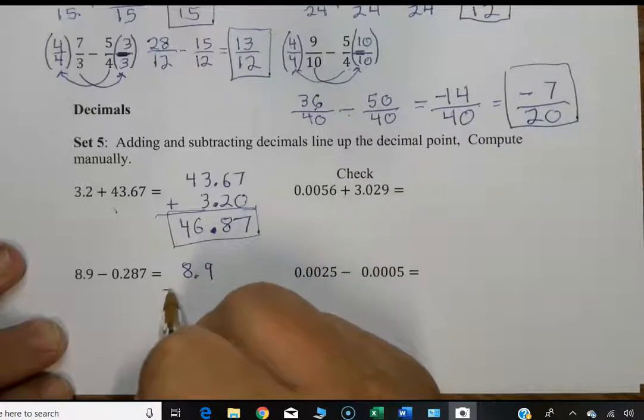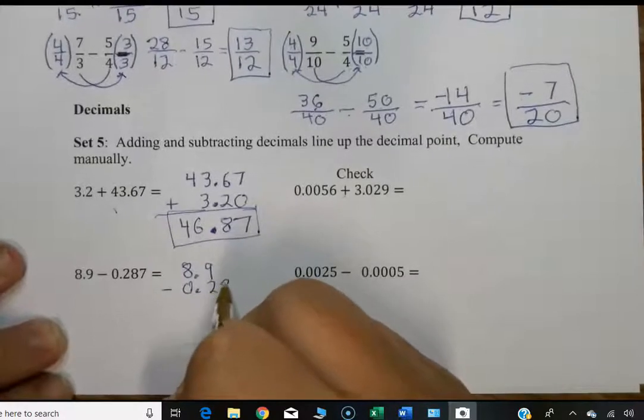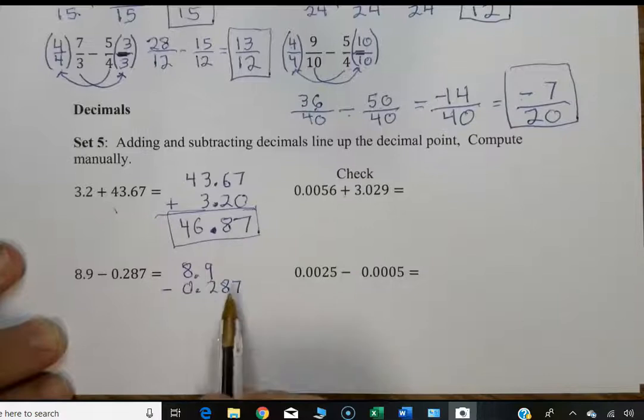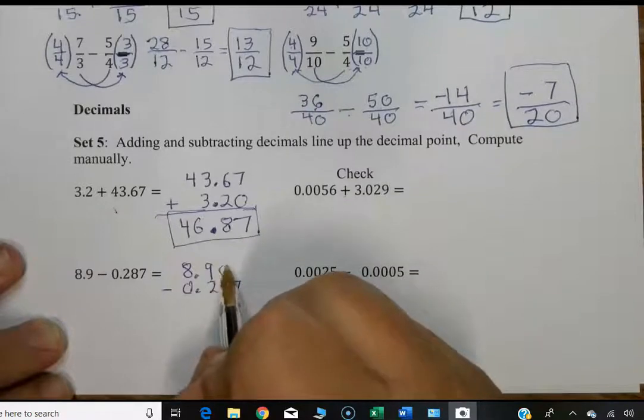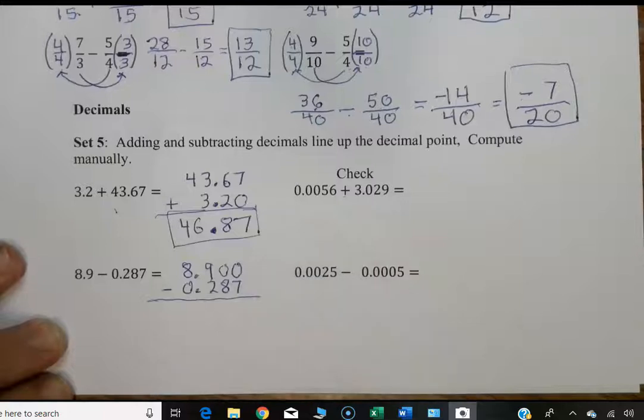8.9 minus 0.287. Again, wherever you see these blank spaces, if you want, you can just fill them in with zeros just to line them up. Okay, and now we subtract. It's always tricky to do subtractions with zeros on the top. So I'll show you a way to check your work, because I get fooled by these sometimes.